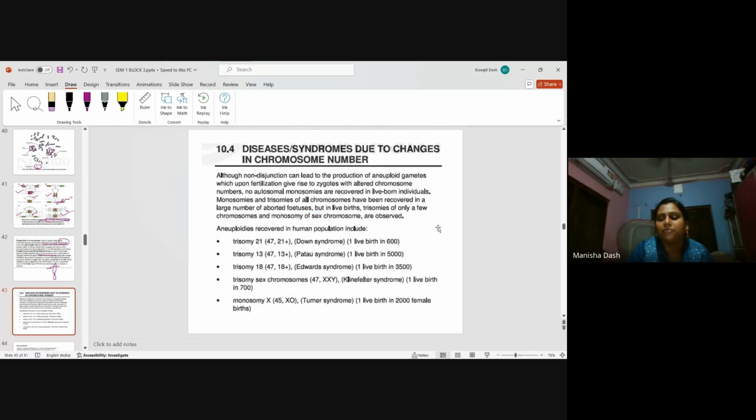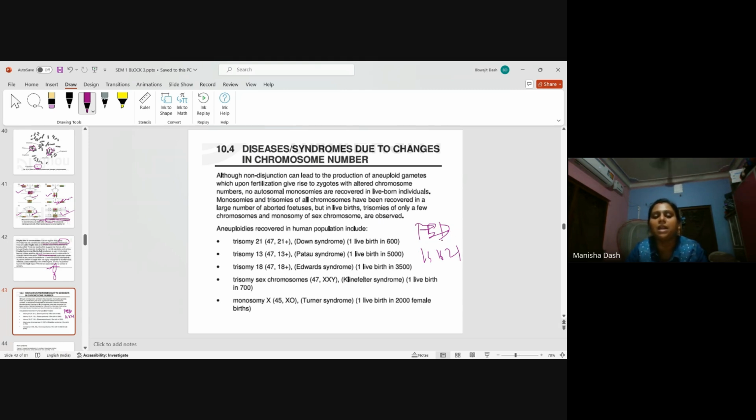Then there are certain types of abnormalities that arise due to trisomy, monosomy, etc. There are three major trisomies seen in human beings: trisomy 21, 13, and 18. You can remember in this order: PED, paired, 13, 18, and 21. P stands for Patau syndrome, E stands for Edwards syndrome, D stands for Down syndrome.